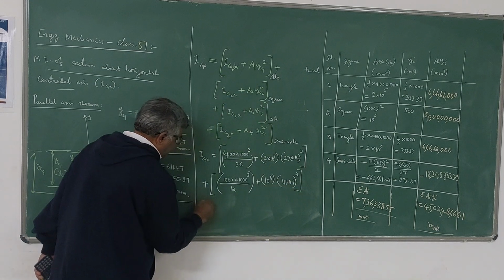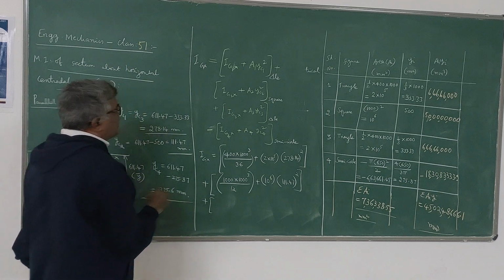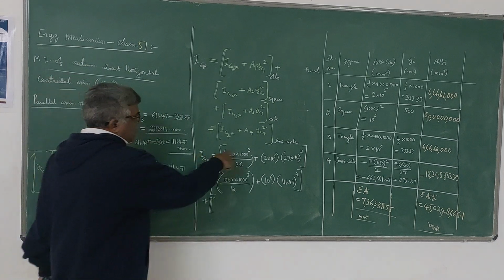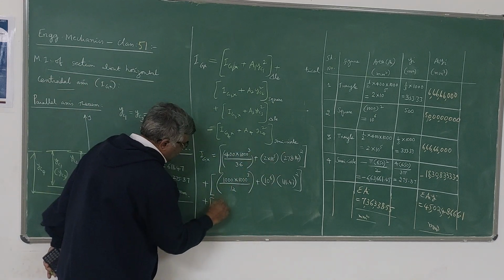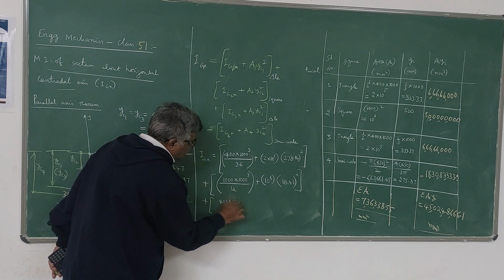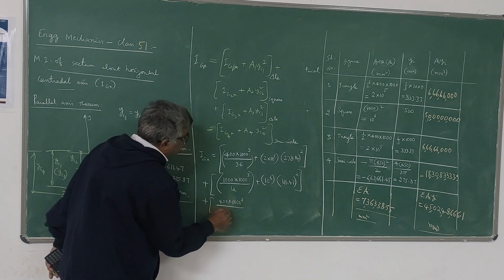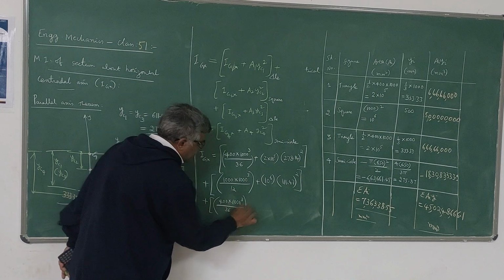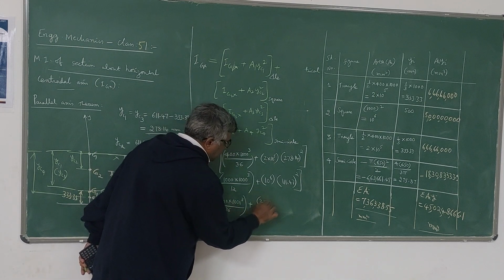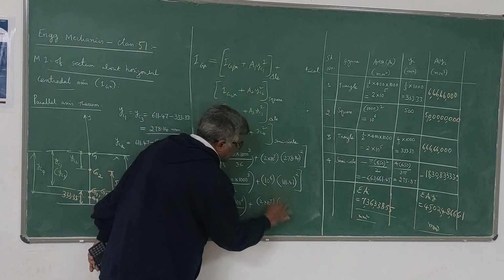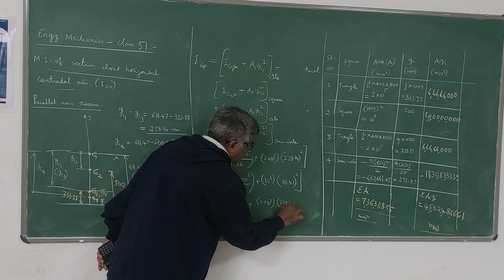Then plus the third one, which is also a triangle of the same dimension. So therefore 400 into 1000 cube divided by 36 about the centroidal axis, plus 2 into 10 power 5, as the first one, into 278.14 square.